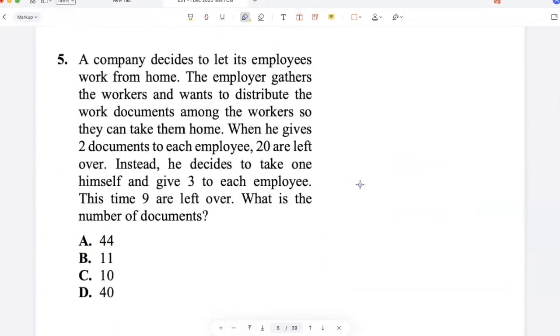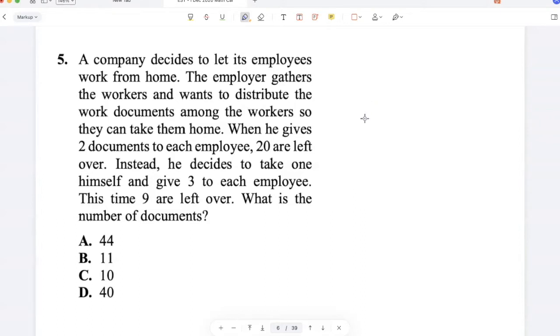A company decides to let its employees work from home. The employer gathers the workers and wants to distribute the work documents among the workers so that they can take them home. When he gives 2 documents to each employee, 20 are left over. Instead, he decides to take one himself and gives 3 to each employee. This time, 9 are left over. What is the number of documents?